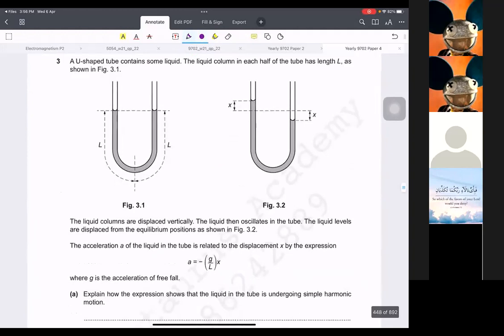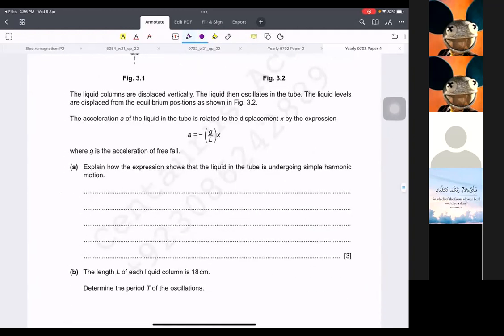Okay, so this is pretty simple. The equation is going to show how the liquid undergoes this. So if something like this happens, you should always remember that a equals minus omega square x. Basically, you can compare this. In this sort of question, this will come again and again, that acceleration is always in opposite direction to displacement.